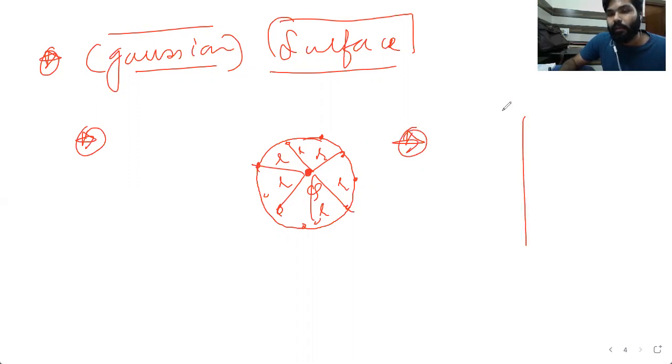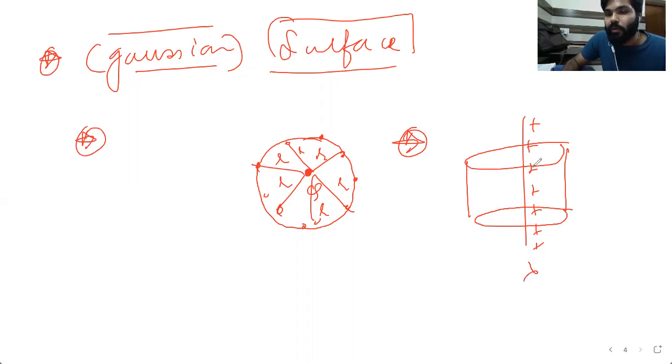Similarly, the Gaussian surface for a linear charge will always be a cylinder, because all the points around the linear charge will form a cylinder. So we know that the Gaussian surface for a point charge will always be a sphere, and the Gaussian surface for a linear charge will always be a cylinder. Now you can apply Gauss law.